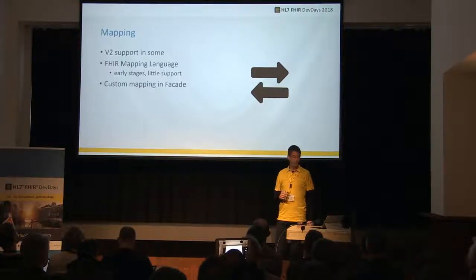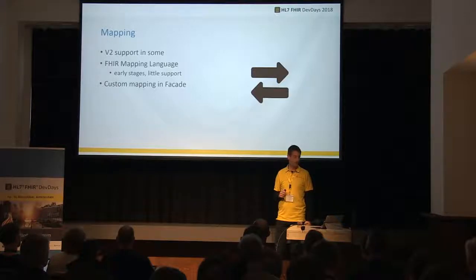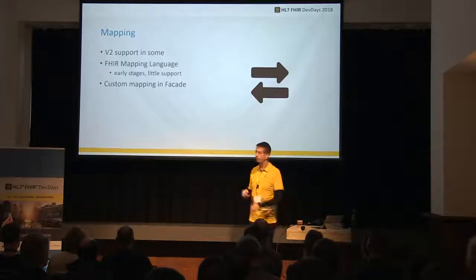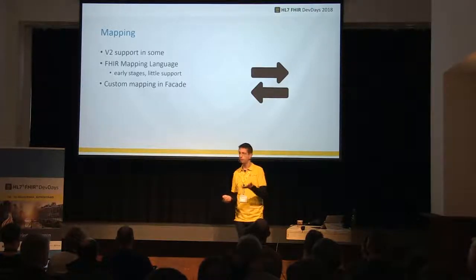Mapping can be done in a server. There's a mapping language in FHIR, which has not been implemented a lot yet. But you can, for example, use Vonk as a Facade as well, and you provide the mapping simply in code. You can do the same in HAPI.